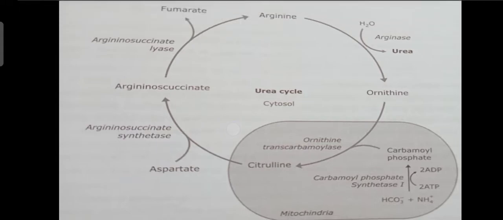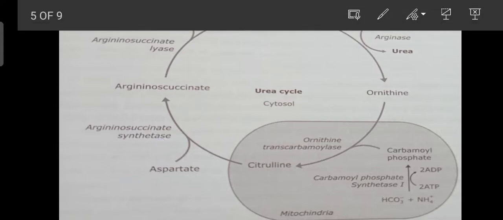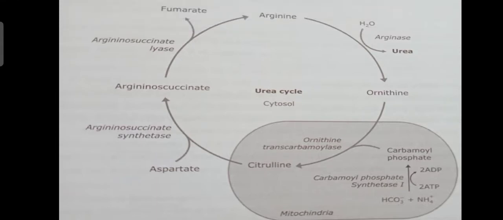Then second amino group of urea is incorporated. It requires ATP. It is cleaved to AMP and inorganic phosphate. Two high energy bonds are required for this step also. That is, this argininosuccinate synthetase step gives argininosuccinate.